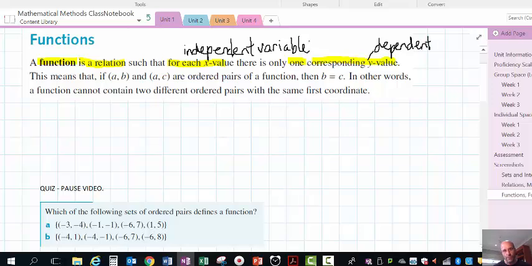Independent variables change by themselves, or if it's an experiment, perhaps the human running the experiment can change the independent quantities. The dependent are changed as a result. Again, more about that in a later video. If we just stick with x and y values for now, each x value can only have one y value. So basically, in other words, a function cannot have two different ordered pairs with the same first coordinate.